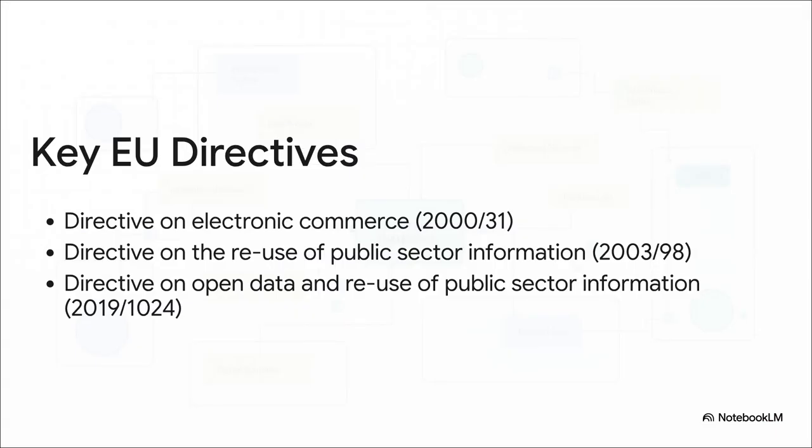Now, in addition to those powerful regulations, we also have key EU directives. These have been shaping the digital space for quite some time. It's important to remember the difference. A regulation is a single law that applies everywhere directly. A directive, on the other hand, sets a binding goal that each member state must then achieve by passing its own national laws, affecting everything from e-commerce to public data.